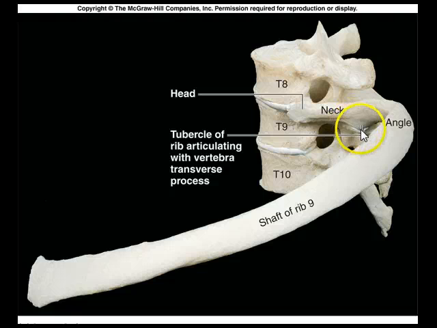In this location, we can see a small swelling called the tubercle. The tubercle also articulates with the vertebrae at the transverse process. This joint is therefore called the costo-transverse joint.